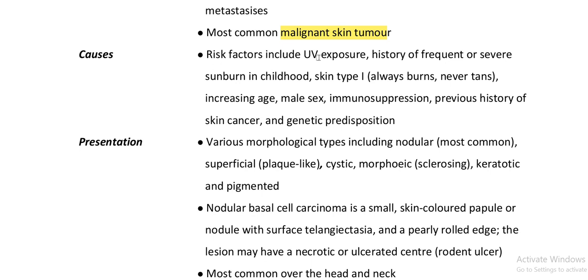Risk factors include UV exposure, history of frequent or severe sunburn in childhood, skin type 1 (always burns, never tans), increasing age, male sex, immunosuppression, previous history of skin cancer, and genetic predisposition. These are the causes behind basal cell carcinoma.